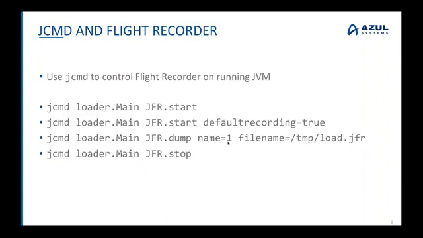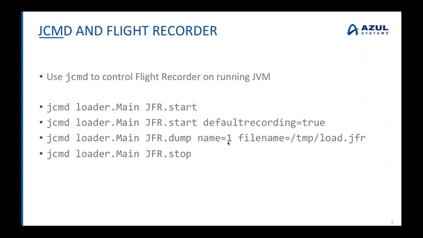In terms of interacting with the flight recorder, you can use mission control. You can use the command line flags when you start the application, but you can also use JCommand to interact with the JVM from the command line directly. So whilst the application is running, you can change things. You don't have to do it through mission control. So if you want to do that, there are a certain number of arguments you can specify.